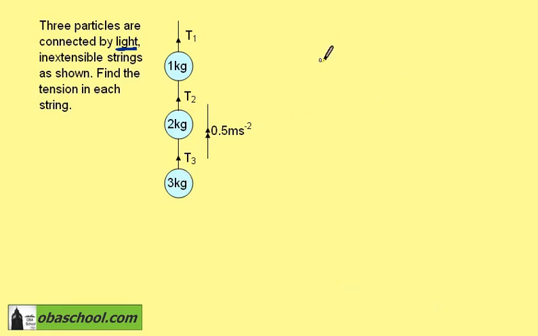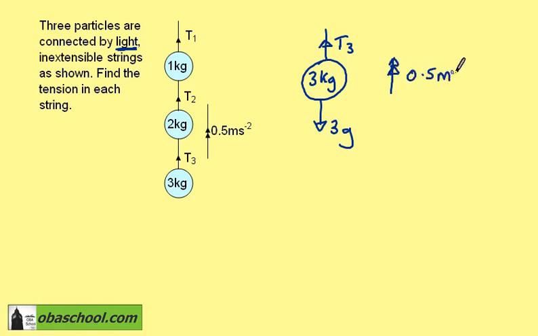Finally, consider the third string. This just lifts one object, the 3 kilogram one. So we have tension 3 acting upwards and 3G acting downwards. The acceleration 0.5 meters per second squared is upwards.